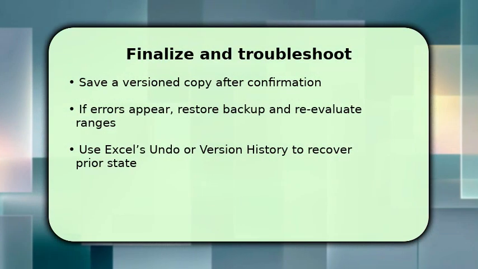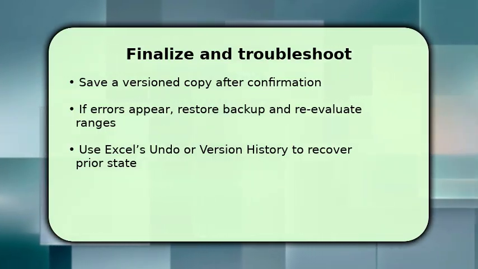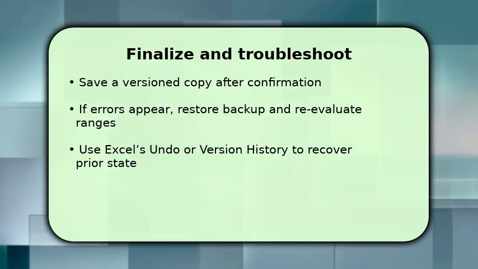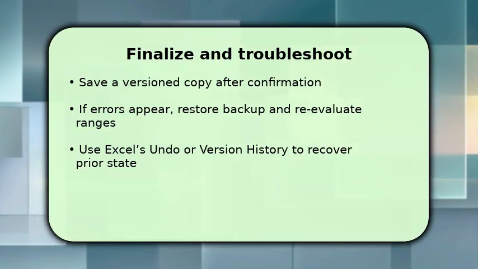To finish, save a versioned file so you can trace back if needed. Add a suffix like values to the file name. If you encounter unexpected errors or broken totals, undo immediately or restore the backup and reselect ranges. Often a missed cell or table header caused it.